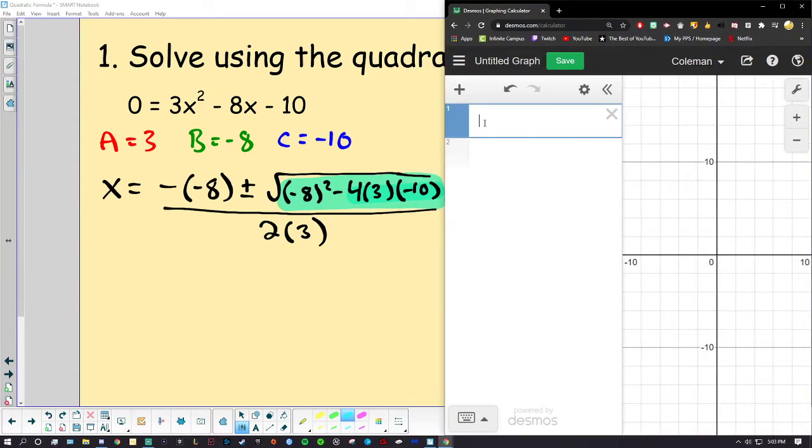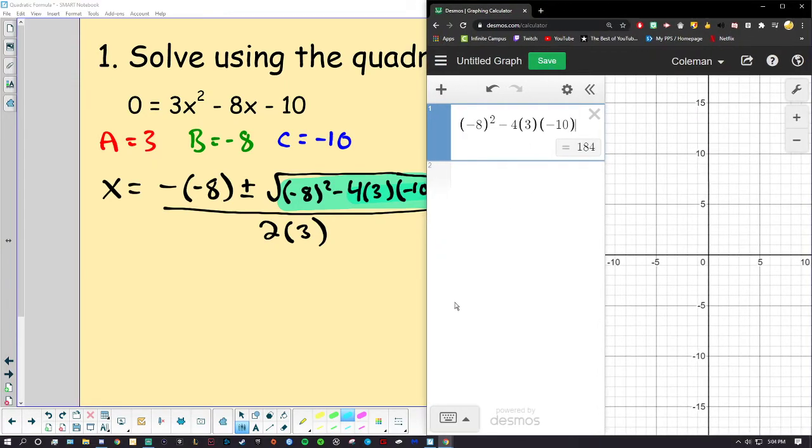So plug in negative 8 squared minus 4 times 3 times negative 10 into Desmos. What did you get? Well, let's find out. Did you get it correct? Negative 8 squared minus 4 times 3 times negative 10. Ooh, it's going off the page a little bit. When you plug all of these in, you should have gotten 184. Is that what you got?